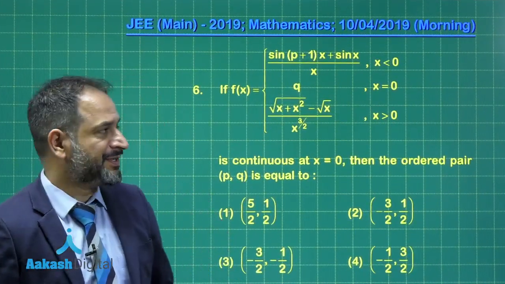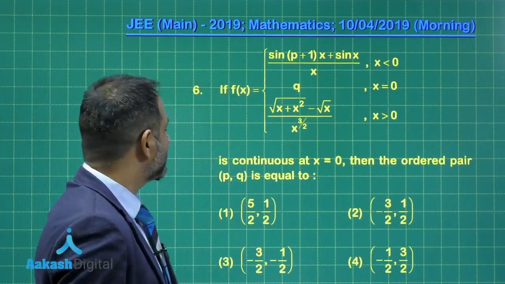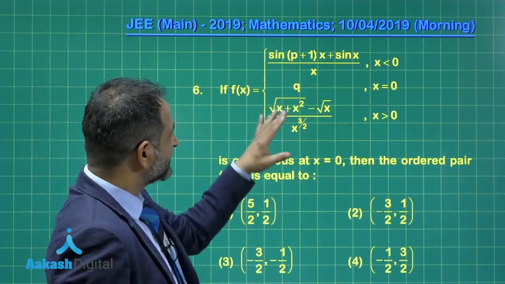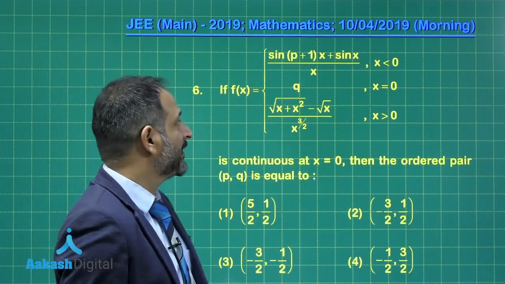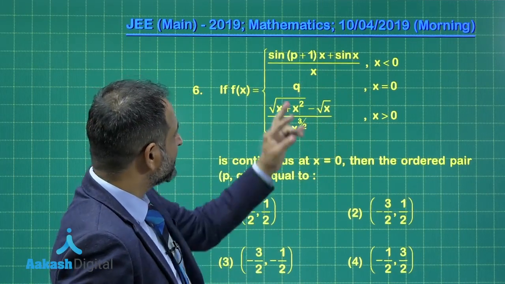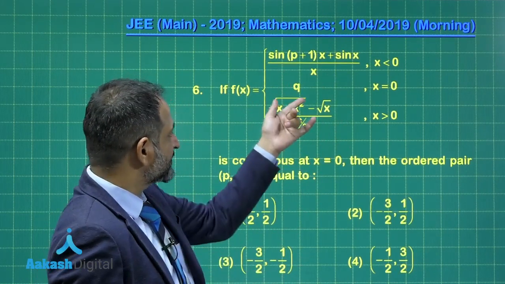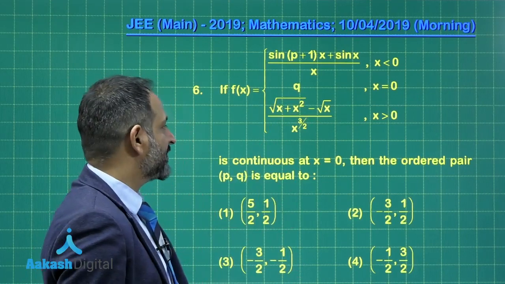The next question is related to the concept of continuity. It says that f(x) is continuous at x equal to 0, and f(x) is given in this way. For x less than 0, it is defined differently, involving a constant p which is not known, and again at x equal to 0 it is q, and for x greater than 0 it is an irrational function.